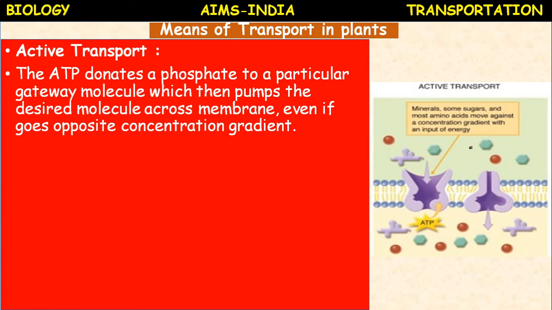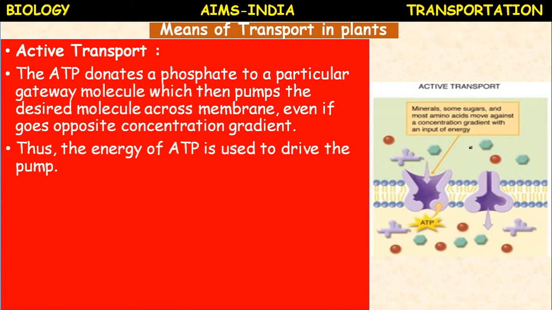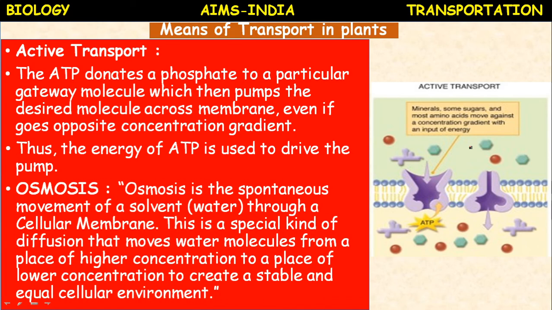Okay, it takes place against the concentration gradient, means from low concentration to high concentration also it takes place, because energy is helping. So thus the energy of ATP is used to drive the pump. The next one is osmosis.